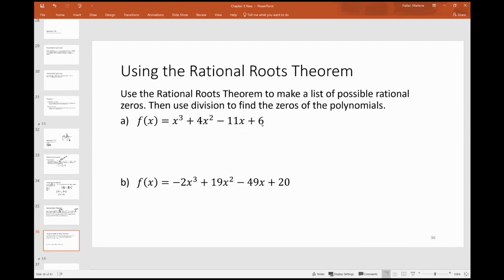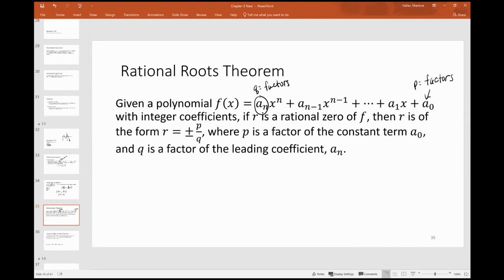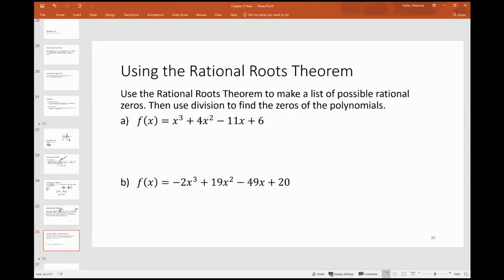We're going to use this rational roots theorem to make a list of the possible real zeros of that polynomial. Then we'll go ahead and use long division to find the zeros. So what are they? First, we need to know what p and q are. Recall, p we said were factors of the constant term. So let's go ahead and find factors of the constant term.